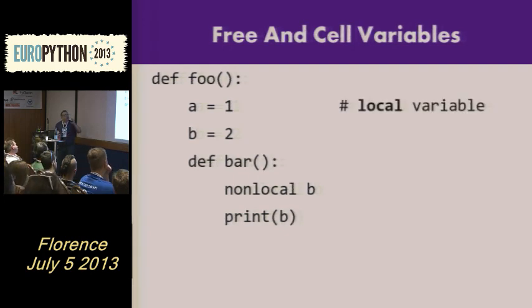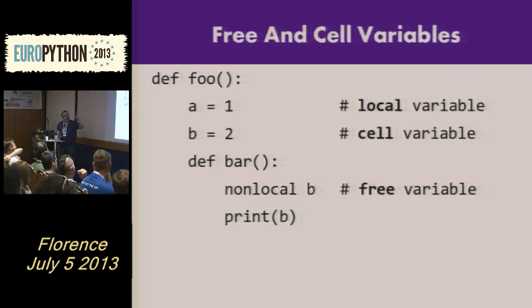Now, a is a local variable. b is a local variable, but a specific kind of local variable called a cell variable. A cell variable is a local variable that is referred to in a nested function. And the nested function could be a closure or could just be a normal nested function like this.